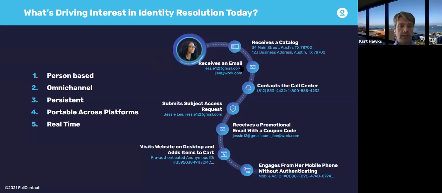Karen, you talked a number of times about the persistency. The persistency is absolutely critical. It's persistent over time, persistent across channels, persistent across internal systems, right? And that exactly is the point around portable across platforms, whether that platform is an internal system or an external system. That person-based omni-channel and persistent identifiers should be portable across platforms.